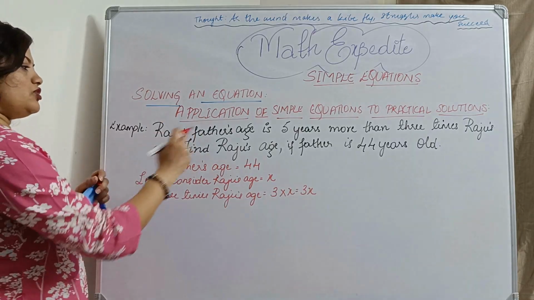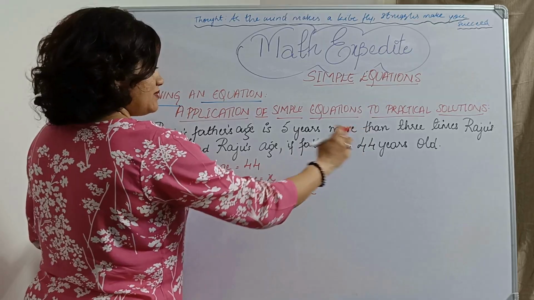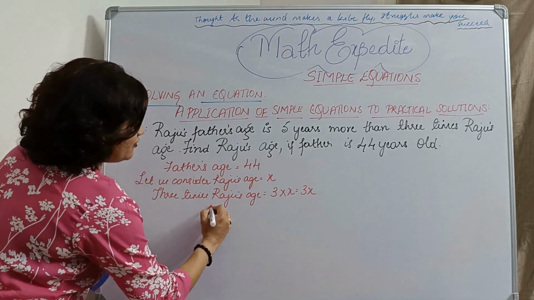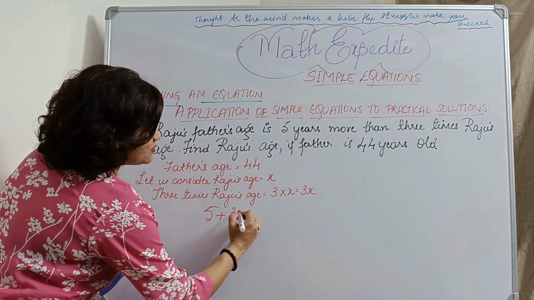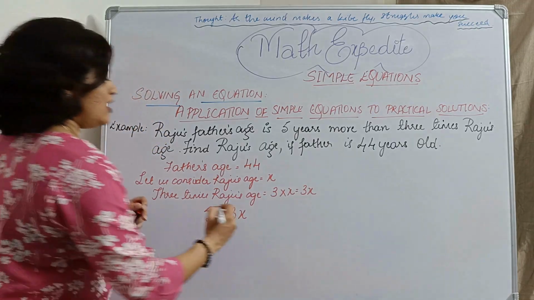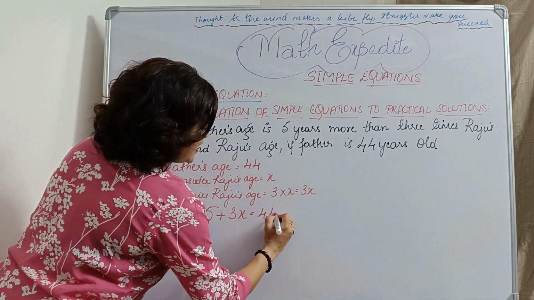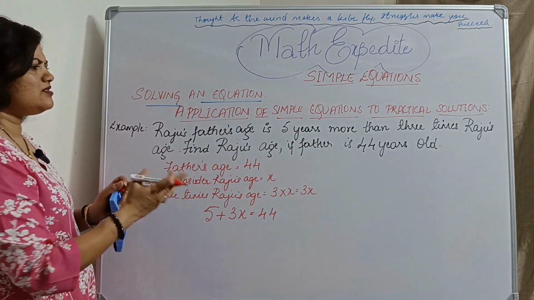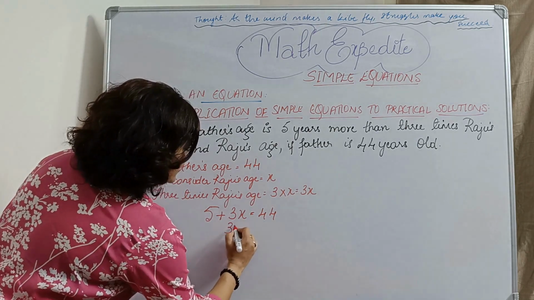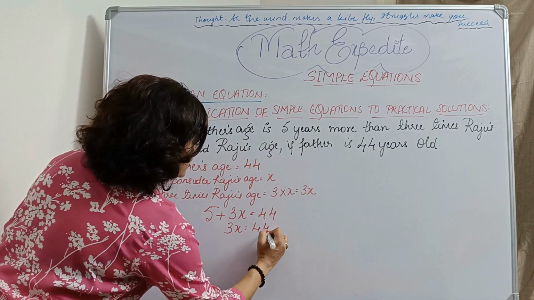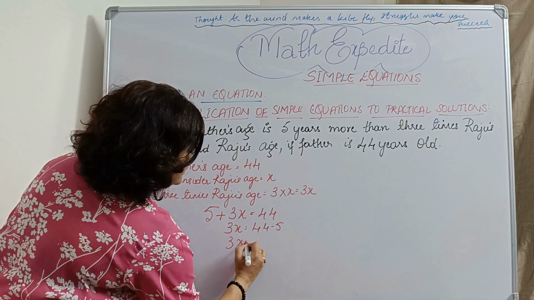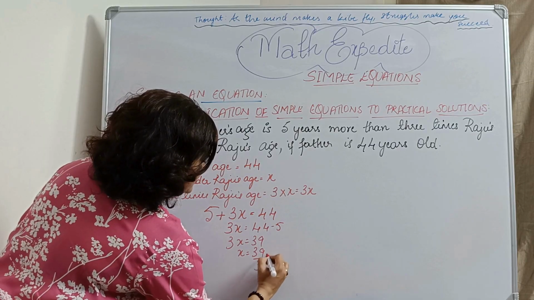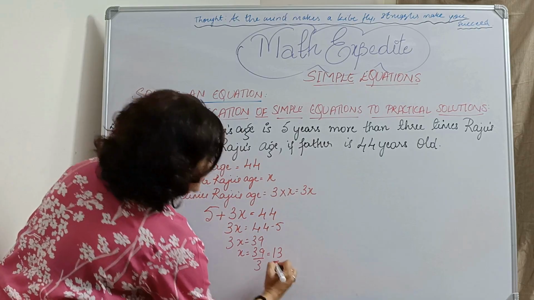Okay. So what they have said? 5 years more than 3 times Raju's age is father's age. So this is the equation we derived. Okay, let us solve this. Let us use transposing method. 3x equals 44 minus 5. 3x equals 39. x equals 39 divided by 3, which is 13.